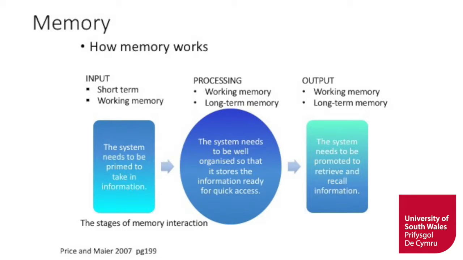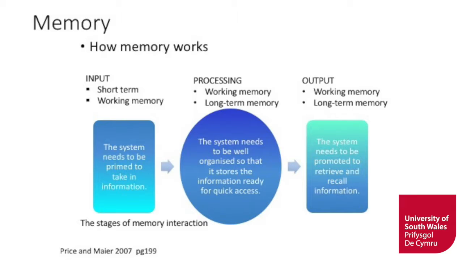So, looking at how the memory works, these are the stages of memory interaction. You've got the input, which is your short-term working memory. The system needs to be primed to take in information, so you need to be open. Sitting there in a lecture or watching a video half asleep, not engaged, you're setting yourself up for a bit of a fall anyway. So your initial point is being engaged in the content.